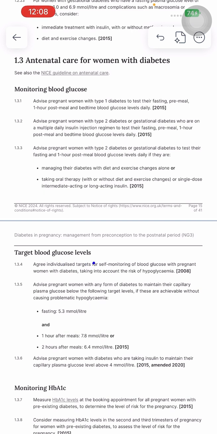So what are the target blood glucose levels? Agree individual targets for self-monitoring of blood glucose with pregnant women with diabetes, taking into account the risk of hypoglycemia.